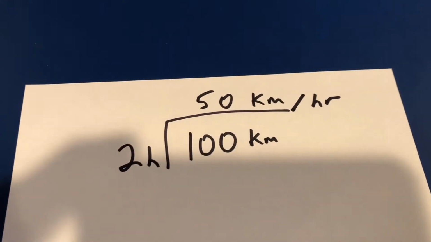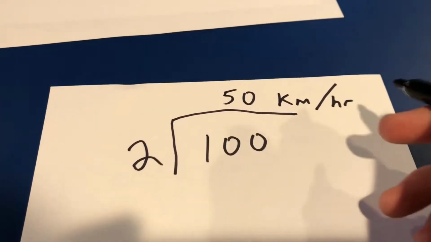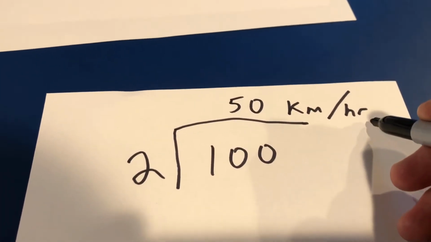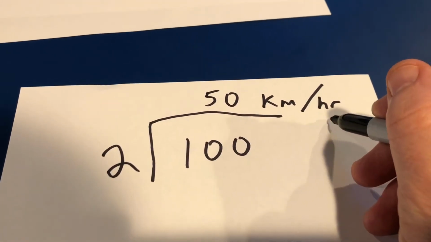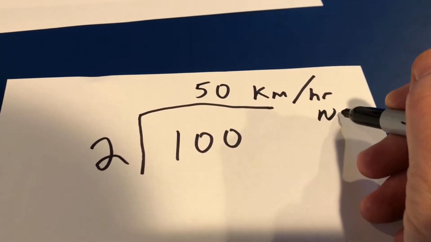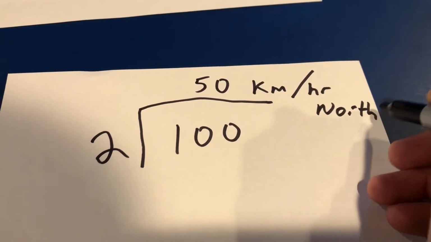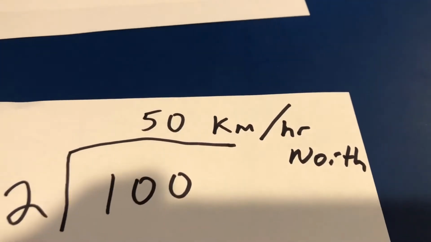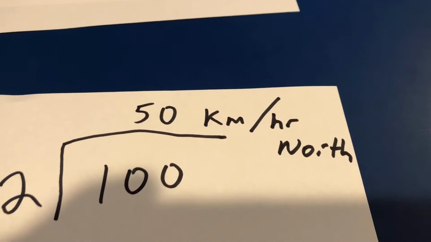50 kilometers per hour. That's the speed, and if you want to turn that into velocity, just notice what direction they're going. Are they going north? Yes, they are. And now I have the velocity, 50 kilometers per hour north.